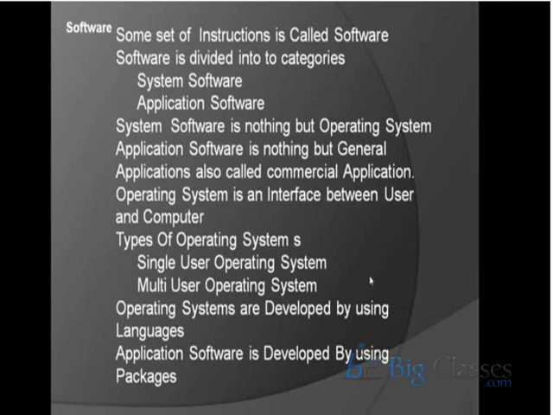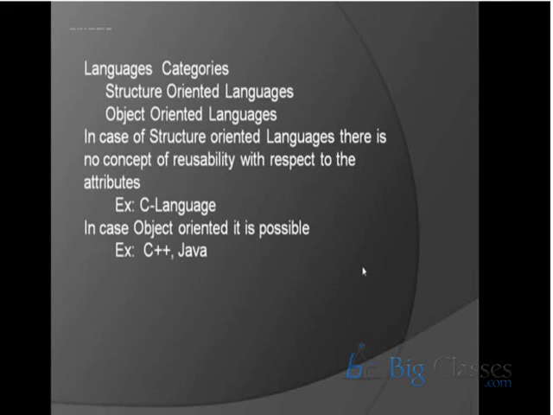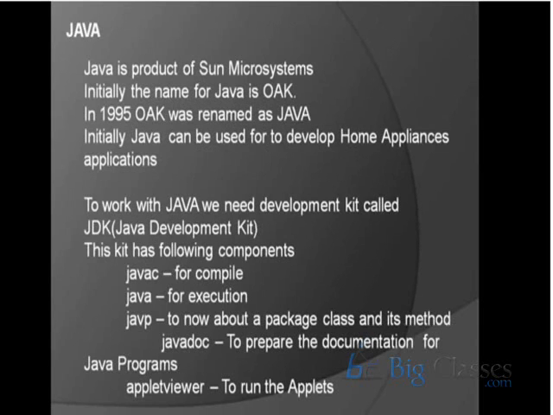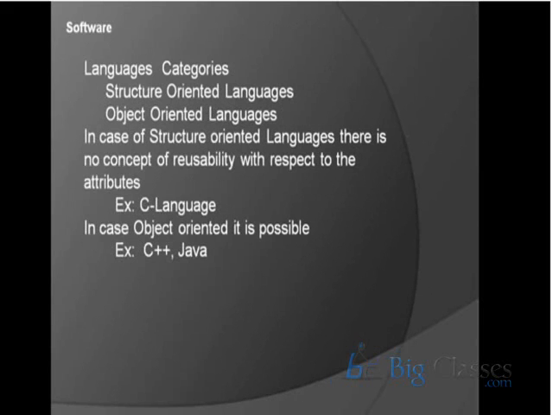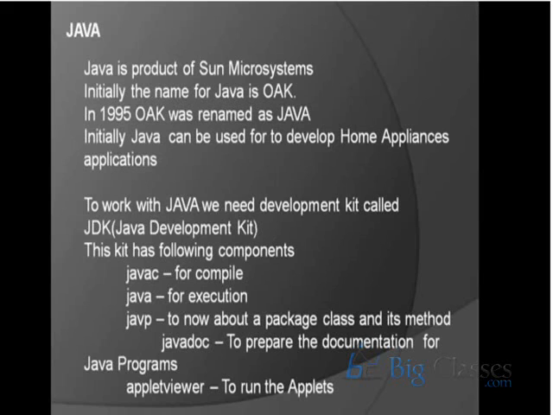Initially, Java can be used to develop home appliances applications. So to work with Java, what are the things you need in this sense? You need a software that is called the Java Development Kit. It has different components, sub-components, like the first one is javac. It's for compilation purposes.